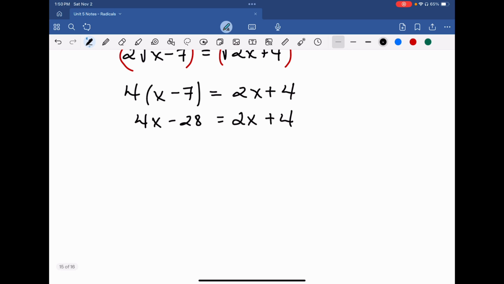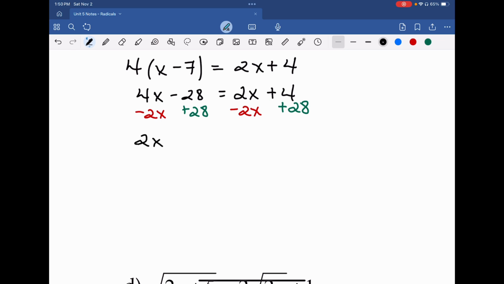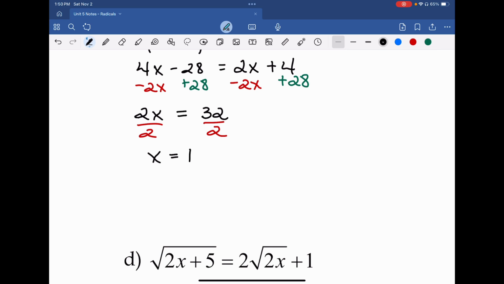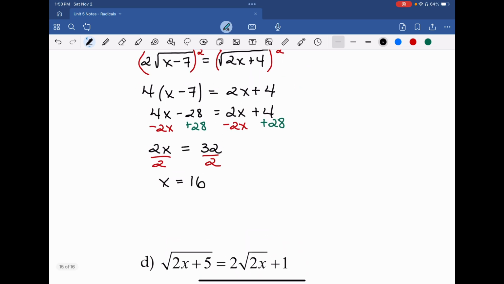Now I'm going to isolate for x, and I'm going to do 2 steps in one. I'm going to subtract the 2x from both sides, but at the same time, I'm also going to add 28, since I'm moving my x's over to the left. This gives us 2x is equal to 4 plus 28, which is 32. We divide both sides by 2 to isolate the x, and we end up getting that x is equal to 16. Now, we're not 100% sure if this is the solution, so we need to go to step number 3, which is to verify this.